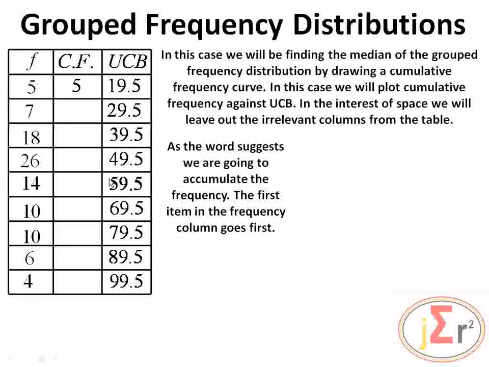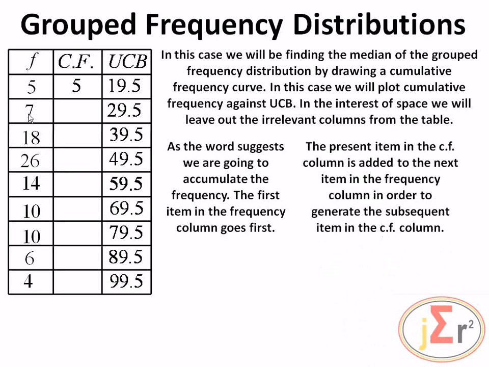So we are going to start with 5 and then we are going to accumulate as we go along. The present item in the cumulative frequency column is added to the next item. So the present item, which is this one, in the cumulative frequency column is going to be added to the next item in the frequency column in order to generate that one. So we have the 5 and the 7. We'll add them and we get 12.